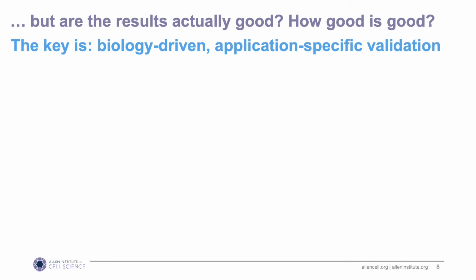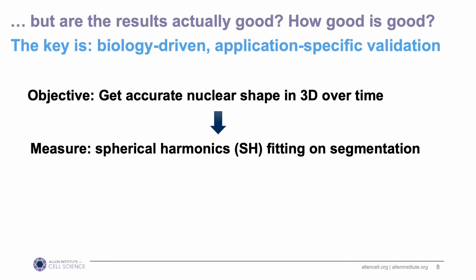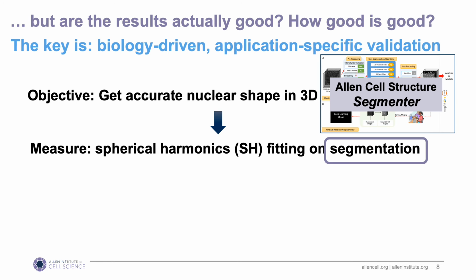The key to answering these questions is biology-driven, application-specific validation. Remember, our goal is to get accurate nuclear shape in 3D over time. To do this, we use spherical harmonics fitting on the segmented nuclei. Actually, how to get segmentation accurately on the predicted image is another important task. We solved the segmentation problem with our Allen Cell Structure Segmenter, but I won't go into details in this talk.